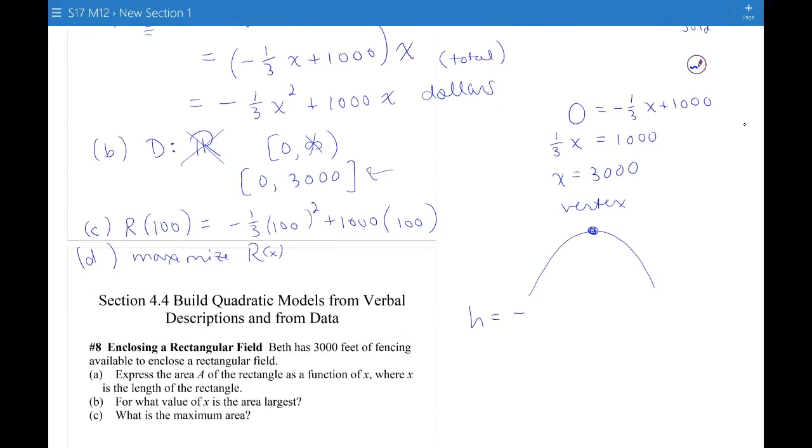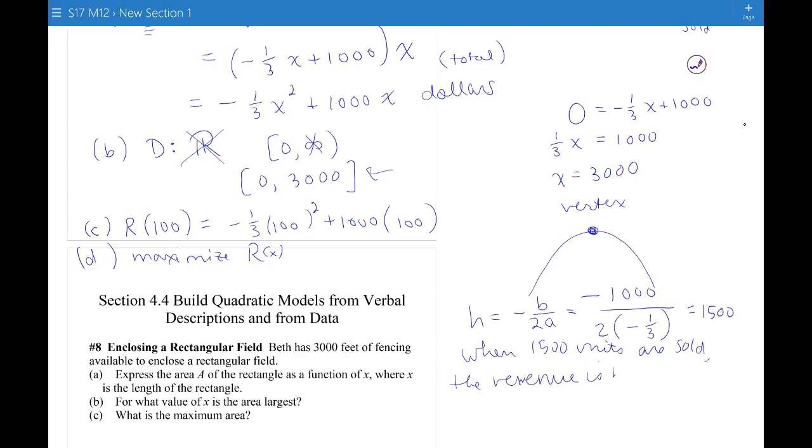The X coordinate is going to be minus B over 2A. So it's going to be minus 1,000, the coefficient on the X, with a negative, over 2. A is negative 1/3. So that looks like 1,500 to me. So when 1,500 units are sold, the revenue is maximized. So that's the X value at which the maximum revenue occurs.